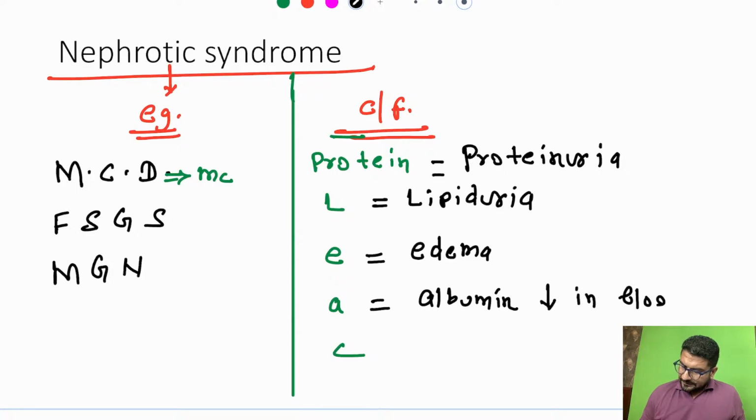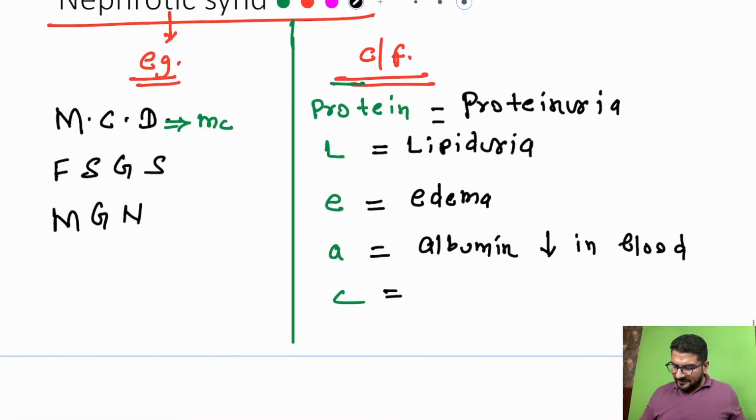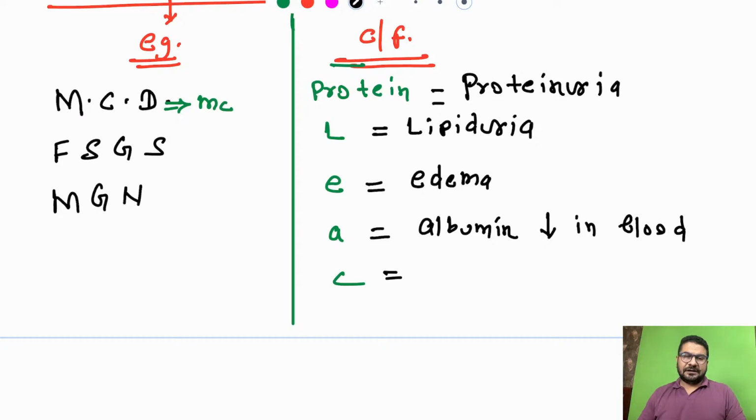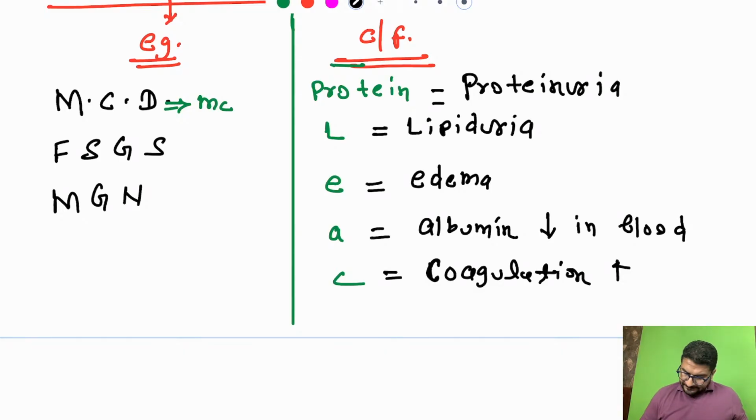In blood, there will be protein loss, so albumin will decrease, simple. Hypoalbuminemia. You will see loss of protein, so albumin is also gone. One protein is not being lost, that protein is fibrinogen, and because of this you will notice coagulation will increase. Coagulation will increase means hypercoagulability.